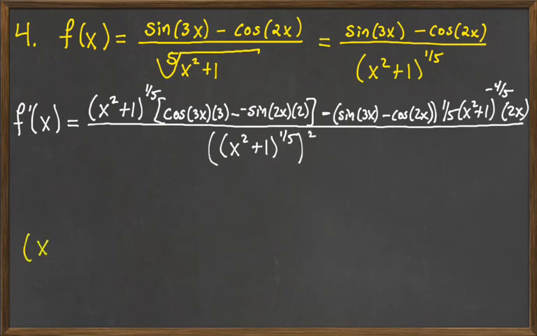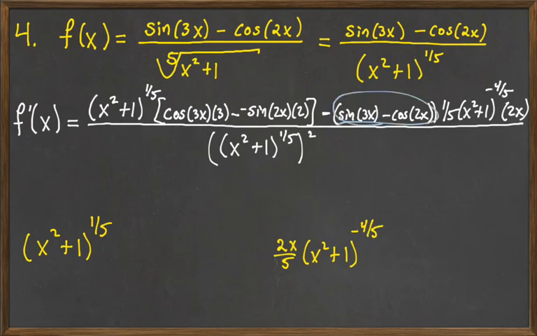Okay, and so we're going to play a similar game with doing the factoring. There's not a whole lot we can do with the trig stuff here, so we're going to leave that alone. But we will worry about the x squared plus 1 to the 1/5 or negative 4/5 and the fraction there. So we got x squared plus 1 to the 1/5 power, and then we got the 2x over 5, x squared plus 1 to the negative 4/5. So we're going to only focus on that stuff, since there's not much we can do with the trig. Okay, so let's see what we can do.